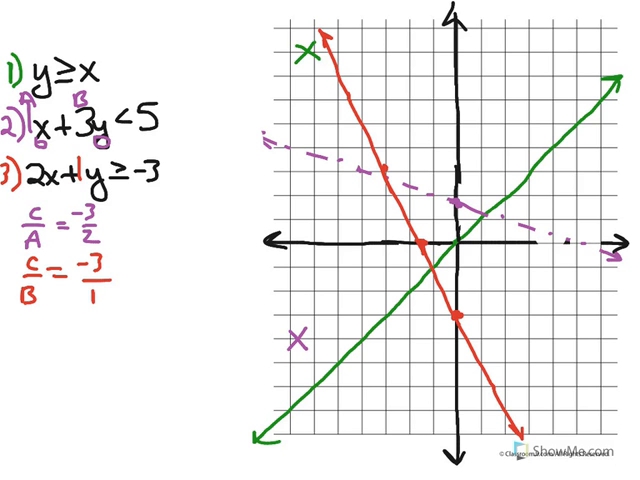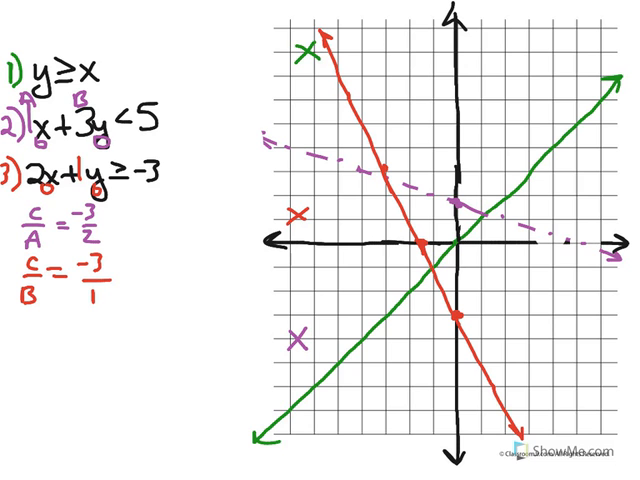Again, we need to determine which side of that line we want to be on. And conveniently, once again, the origin is not one of the points on our line. So put 0 in for x and 0 in for y. 2 times 0 is 0, plus 0 is 0. Is 0 greater than or equal to -3? No, it's not. So we want to work on the side opposite the origin, over here.